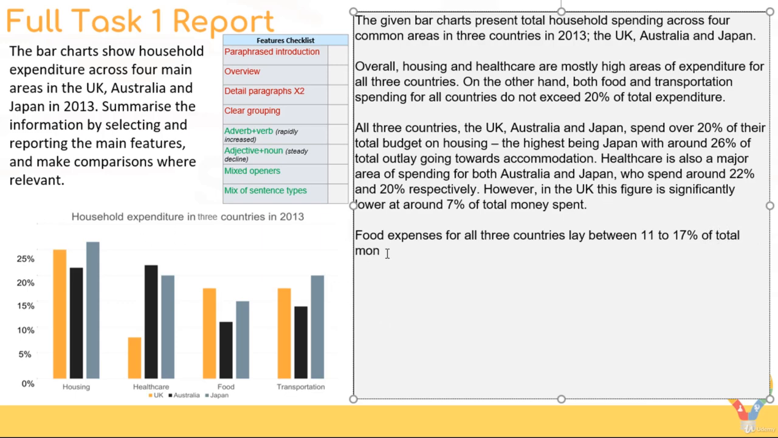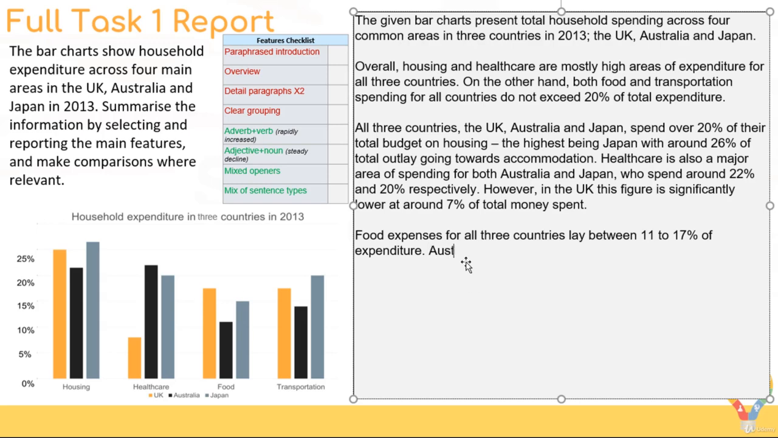I'm repeating myself again, so let's try and change something. Expenditure again is okay because we haven't said that recently. Okay, let's go into a bit more detail about the spending on food. So maybe I could describe the lowest and highest amounts. Australia is the lowest and the UK is the highest.